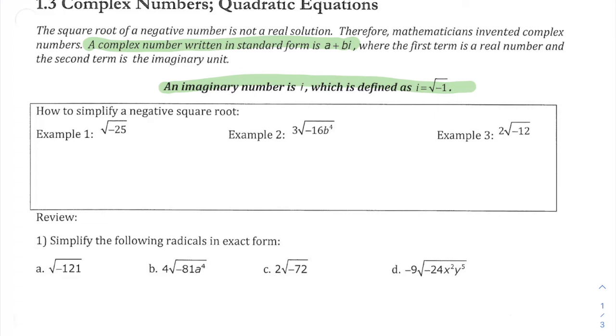What I like to do is, right away when I notice that I have a negative underneath the radical, I just take it out. I don't even want to deal with it. So I'm going to separate the problem into the square root of 25 times the square root of -1. Now, based on this definition, I know that the square root of -1 is just i, and the square root of 25 is 5, so this becomes 5i.